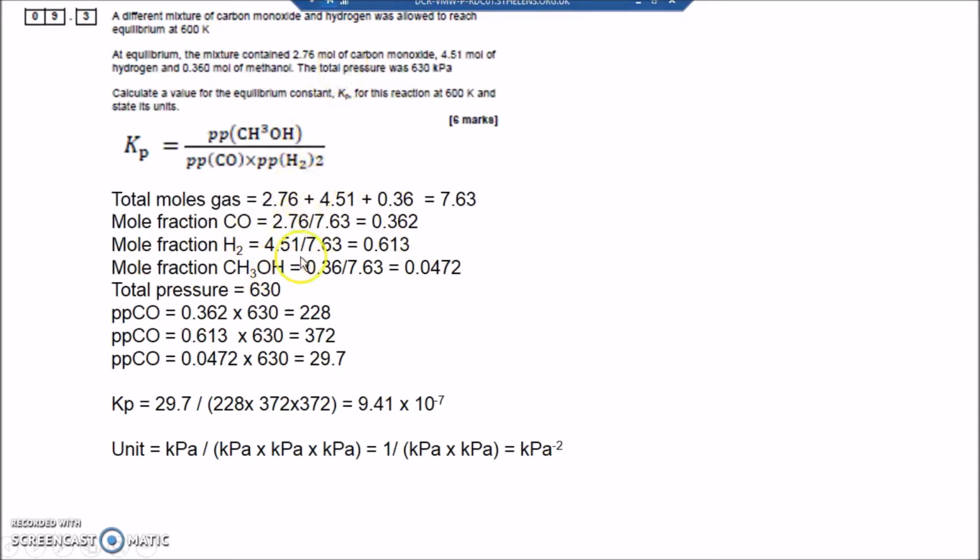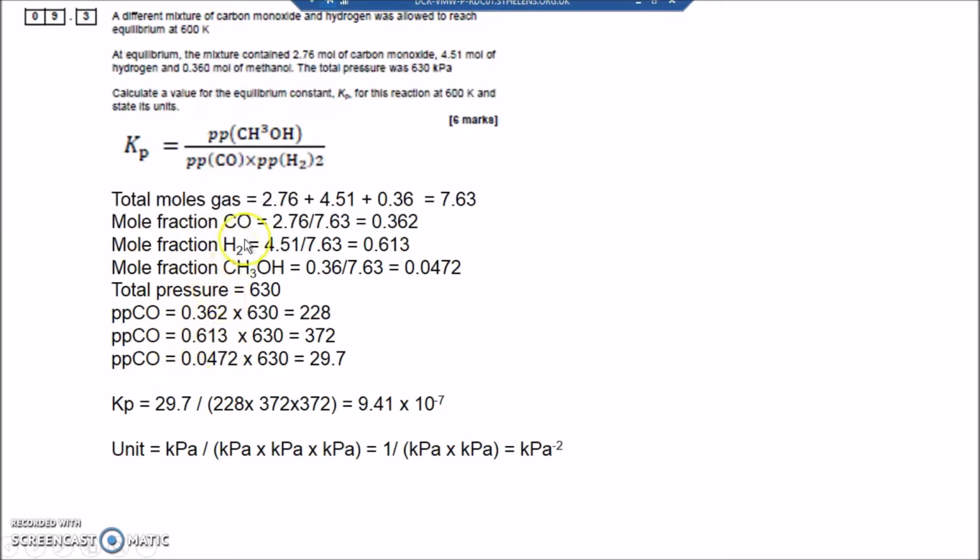The total pressure is 630. Now, all of the gases together contribute towards a total pressure of 630. Remember, pressure comes from particles colliding with surfaces. So altogether these gases make a pressure of 630. So what pressure comes from the carbon monoxide? Well, the fraction of carbon monoxide in the mixture is 0.362. So I'll multiply 0.362 by 630, 228 kilopascals out of the 630 have come from carbon monoxide.